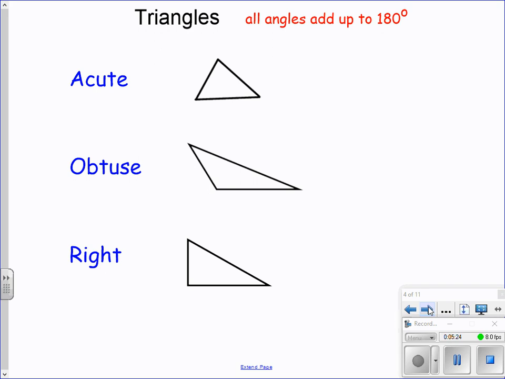New stuff for today is triangles. And here is where I turn it over to Charles McFarlane to finish off today's lesson.